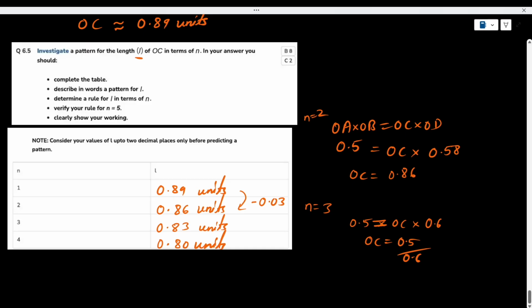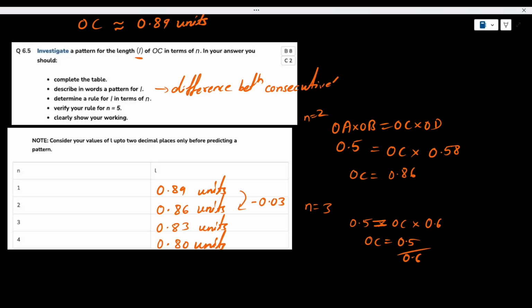Now describe the pattern in words. What is going to be the pattern here? The difference between consecutive terms is minus 3. In the same similar way, how will you write down the difference? Here, the difference between any two consecutive terms is 0.03 units. That is going to be the wording. Determine a rule for the nth term.